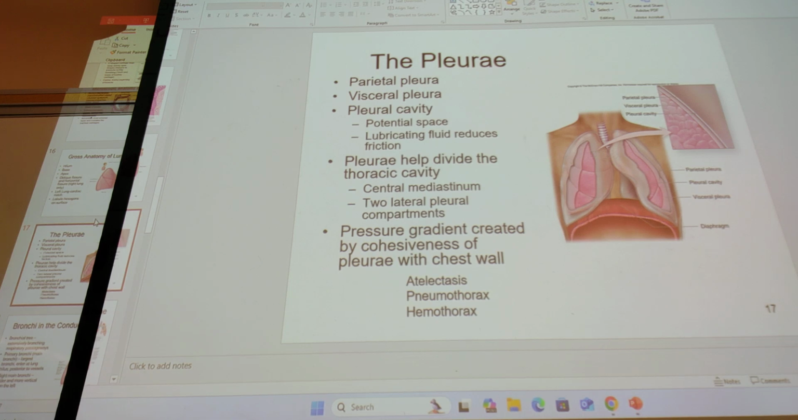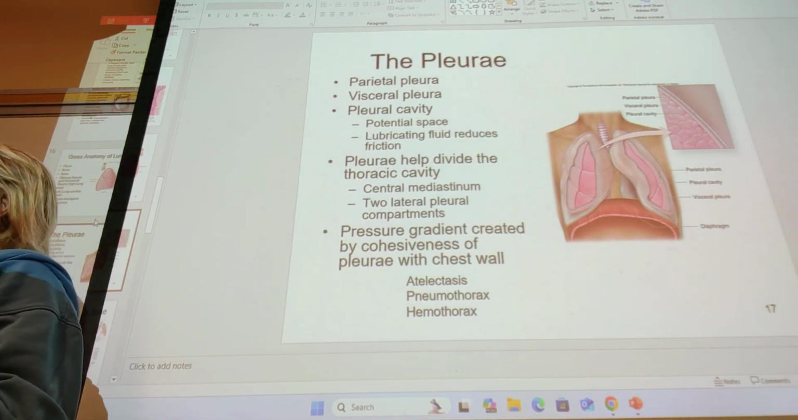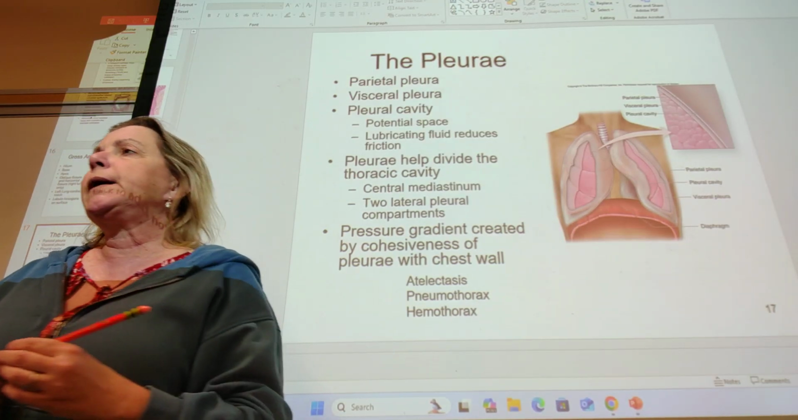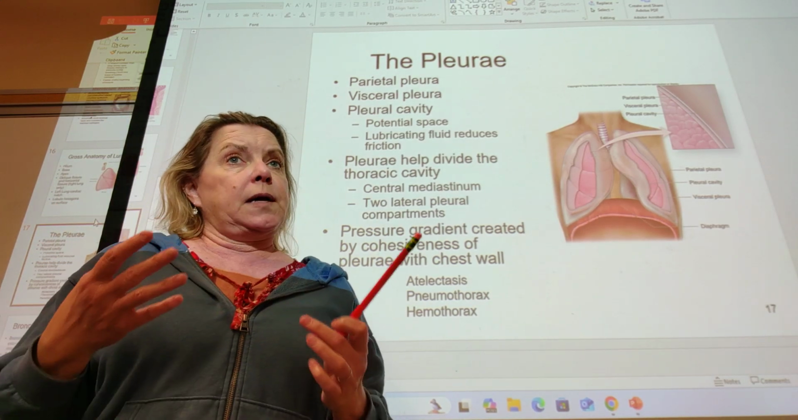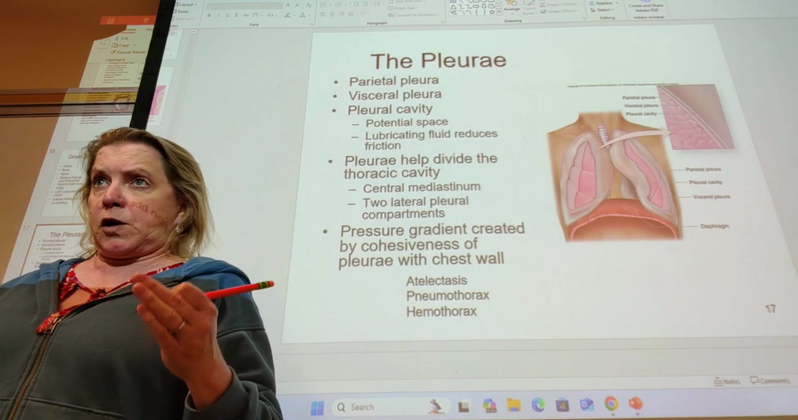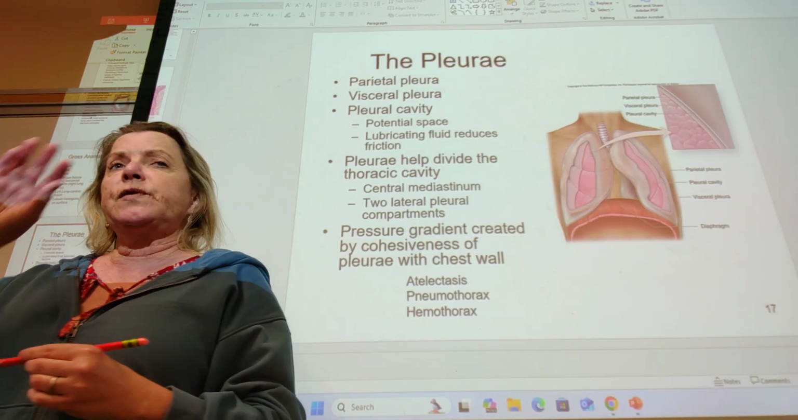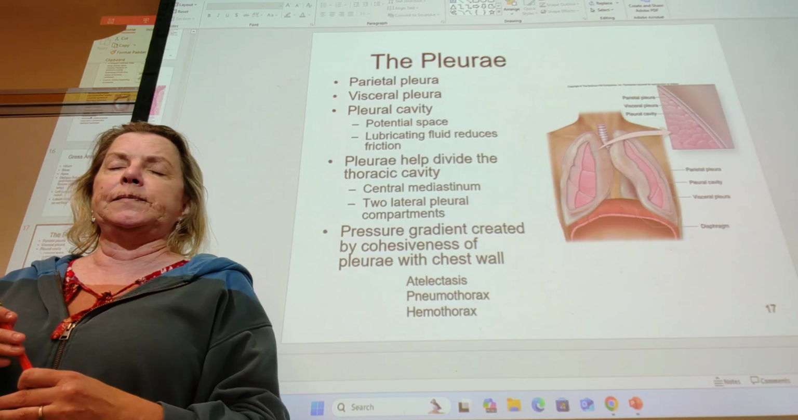From your A&P 1, you should know that there are membranes around each lung individually. There's one that is tightly adherent to the surface of the lung called the visceral pleura, and then there's one that is closer to the body wall called the parietal pleura. In between is a slit-like potential space, meaning it has the potential to actually expand and get bigger. This is called the pleural cavity, and it is filled with pleural fluid. It's just a very thin layer of fluid between the 2 pleural membranes.